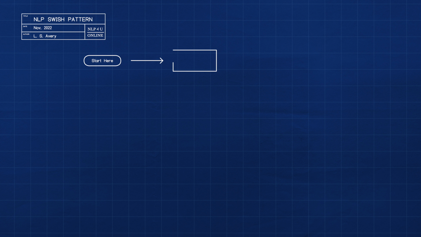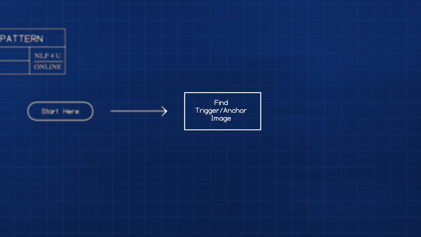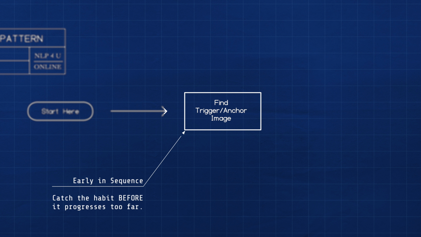Step 1. Find an anchor image. Most behaviours follow a sequence of events, steps in the process. To start building the swish process, you'll need to find a point early in the sequence of an unproductive behaviour to use as the trigger for the positive image.